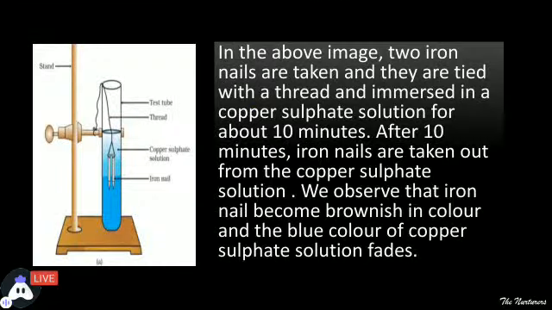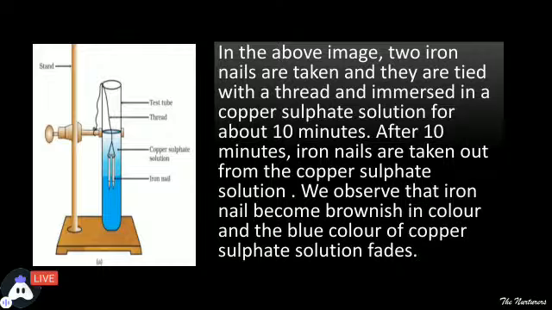So moving ahead to the last case study of today is, as you can observe in the image, two iron nails are taken and they are tied with a thread and immersed in a copper sulphate solution for about 10 minutes. तो हमने iron nail को लिया है, that is iron, and we have immersed it up in the copper sulphate solution. And for how much time? Just for 10 minutes. After 10 minutes, iron nails are taken out from the copper sulphate solution.